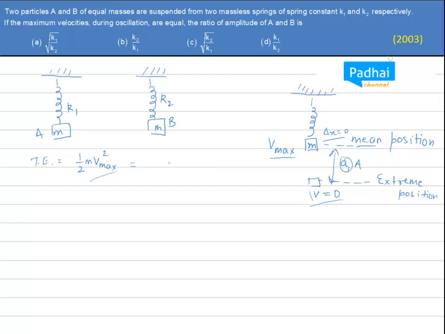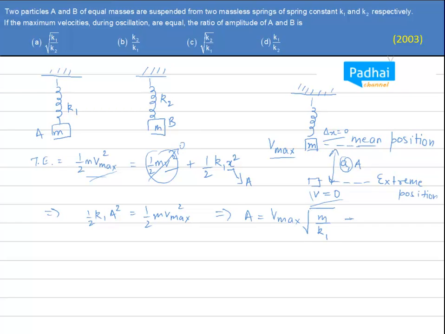And at the extreme position, what energy does it have? Half m V square, but V is 0, so we can drop it. This will be 0 plus half k1 x square, where x is the amplitude A. So from this equation, half k1 A square is equal to half m Vmax square. That gives A equal to Vmax into under root of m by k1.